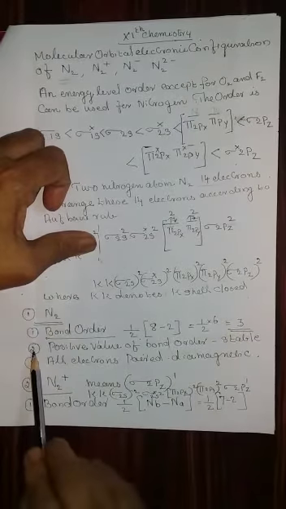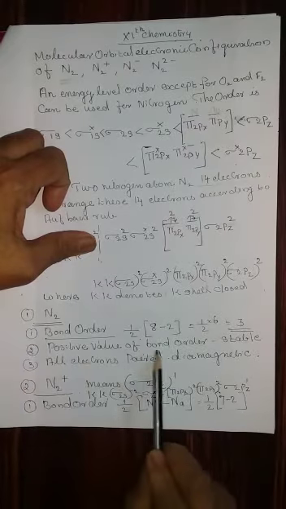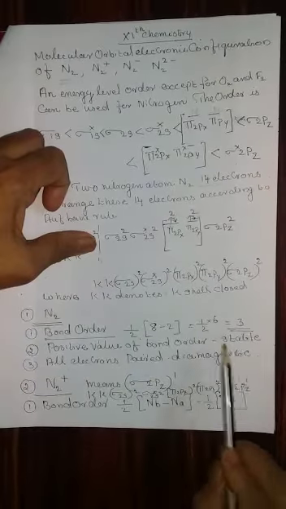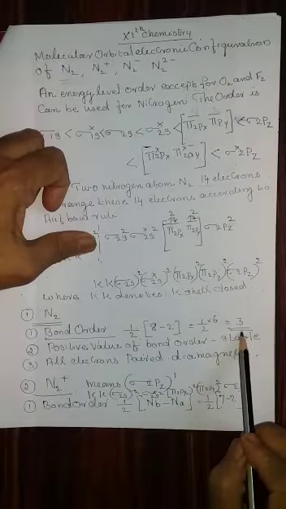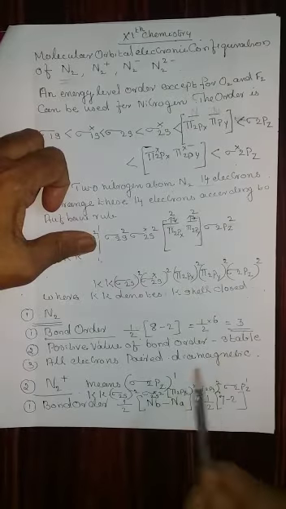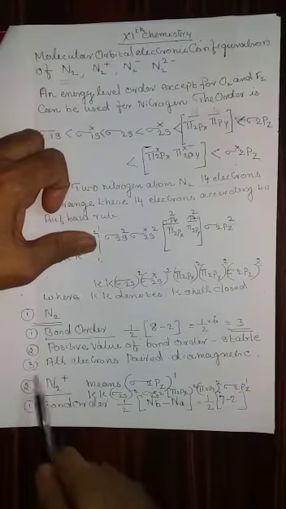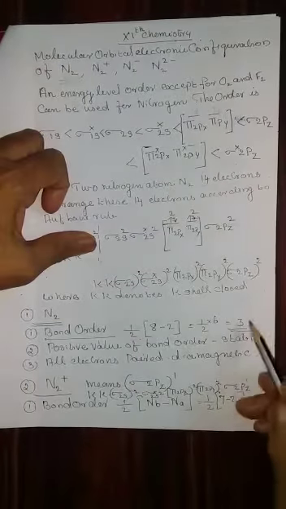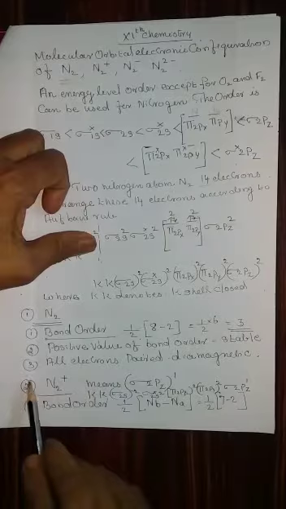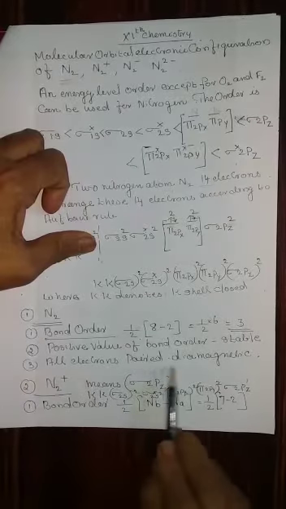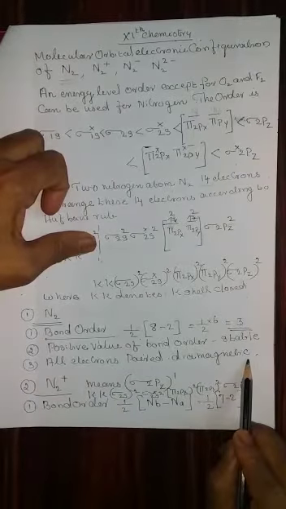That means the second result is the positive value of bond order. That is, 3 is a positive value. Therefore it is stable, and a triple bond is between the atoms. Then that also you can write. The question they are asking, these 3 points. 3. All the electrons are paired, therefore it is diamagnetic.